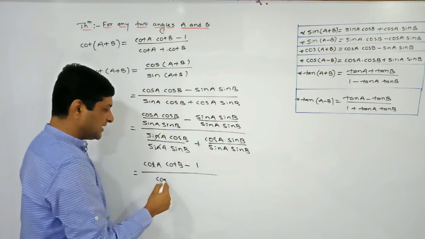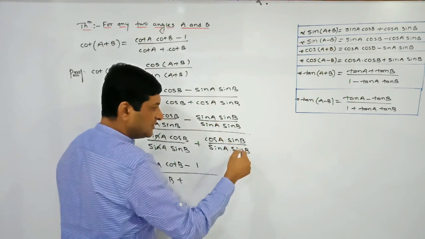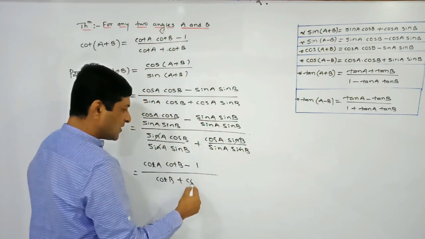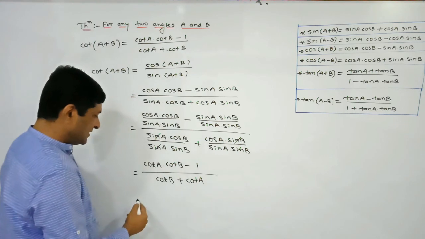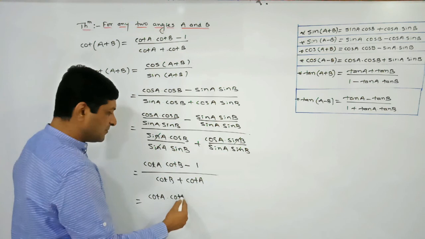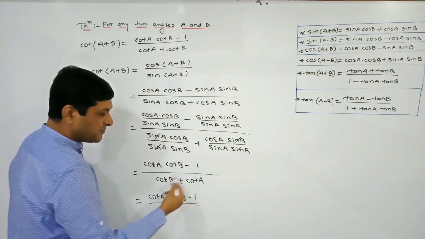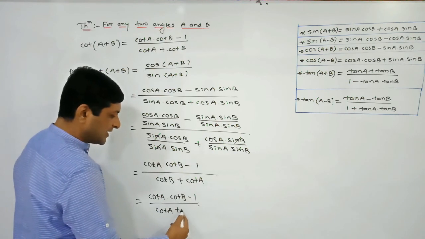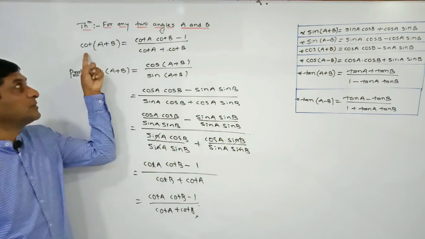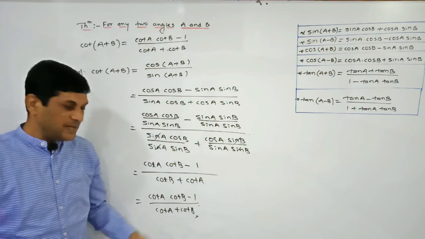Cos B upon sin B can be written as what? Cot B plus, and after cancelling sin B, cos A upon sin A will be equal to cot A. So this can be written as cot A into cot B minus 1 divided by cot B plus cot A, which is cot A plus cot B, and this is the result which we have to prove. In this way we have proved that cot A plus B is equal to cot A into cot B minus 1 upon cot A plus cot B.